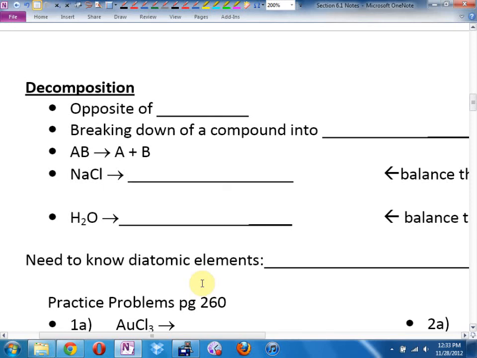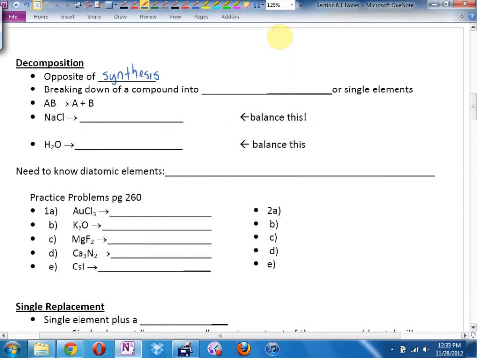Decomposition is the opposite of synthesis. It's the opposite of synthesis. This is when you break down a compound into either smaller compounds or single elements. AB becomes A plus B.